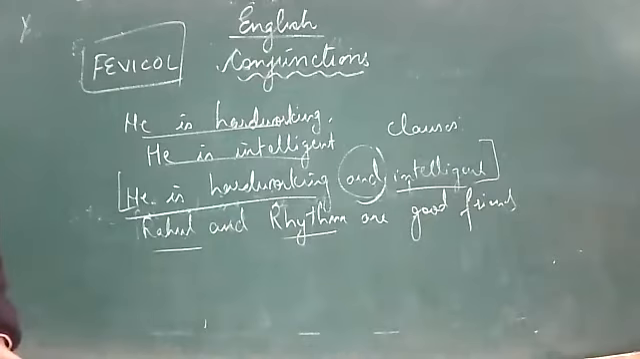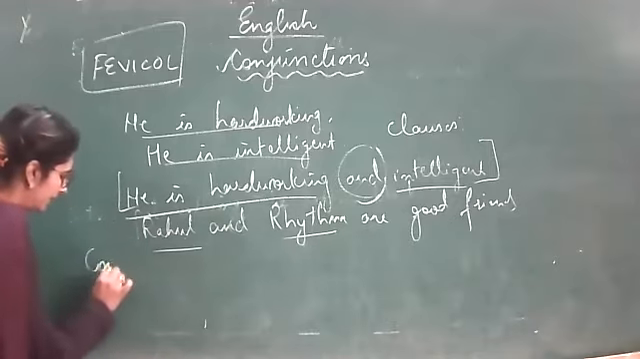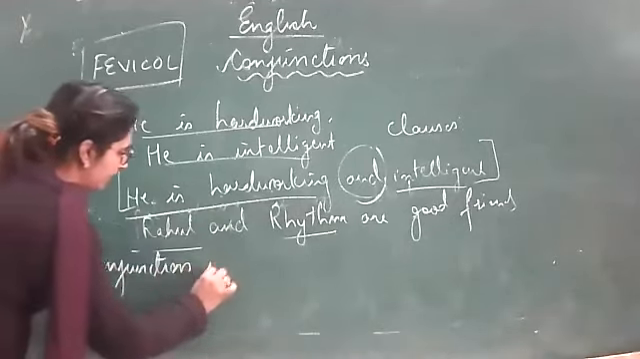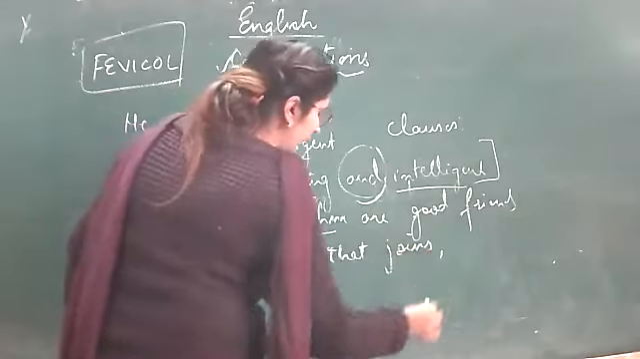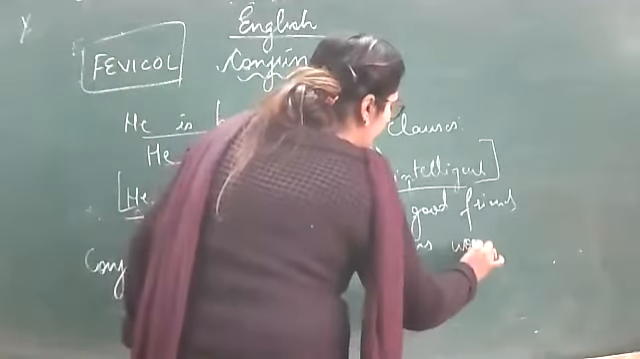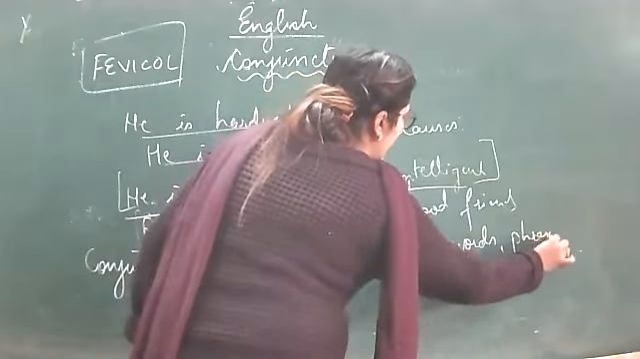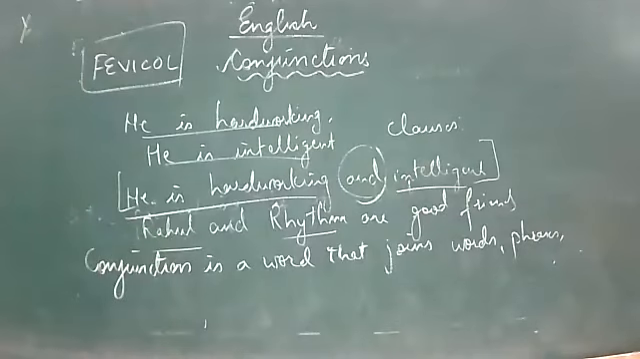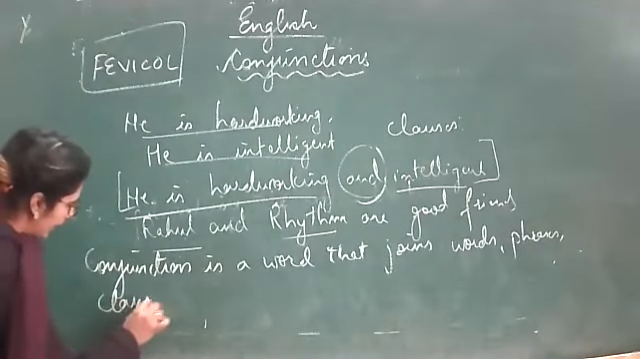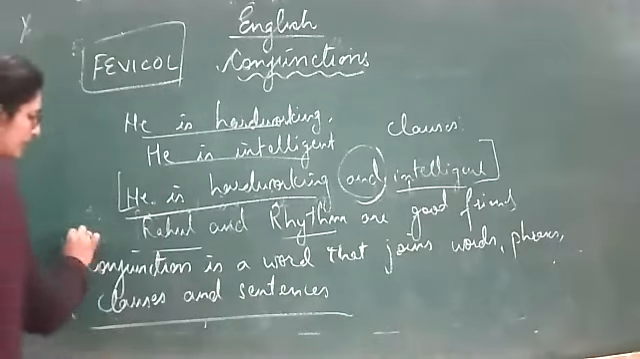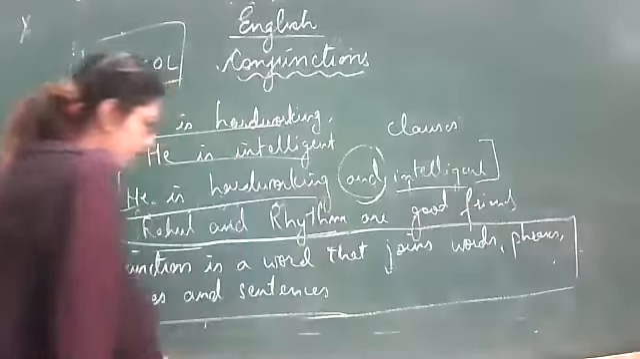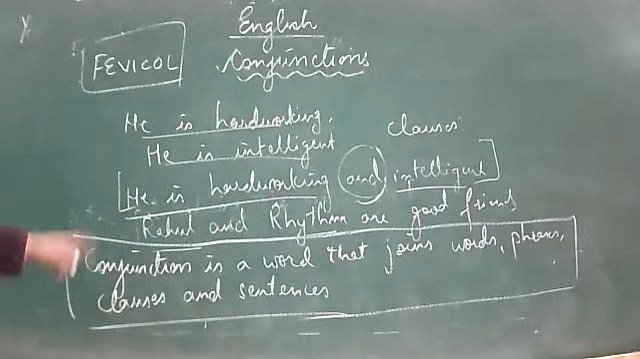So what is conjunction? Write down this example. Conjunction is a word that joins. What does it join? It joins, first of all, words, phrases or clauses and sentences. So you have come to know what conjunction is. This is the definition of conjunction. Clear now? Yes or no?